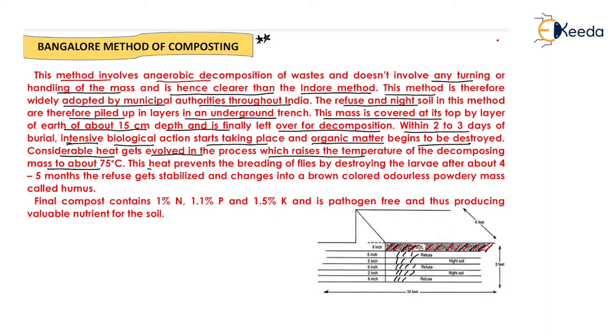This heat prevents the breeding of flies by destroying their larvae. After about 4 to 5 months, the refuse gets stabilized and changes into a brown colored odorless powdery mass called humus. So all the organic matter will be converted into humus, which will contain 1% nitrogen, 1.1% phosphorus, 1.5% potassium, and is pathogen free, thus providing valuable nutrients for the soil.